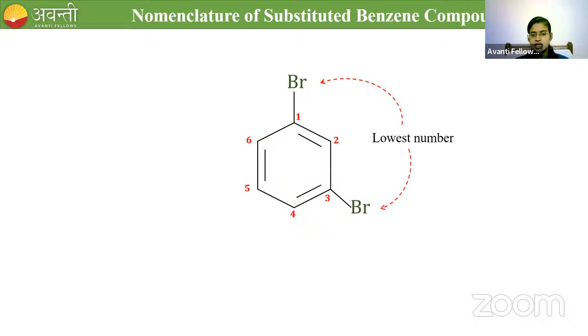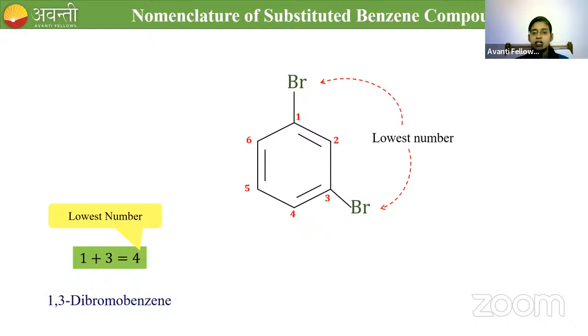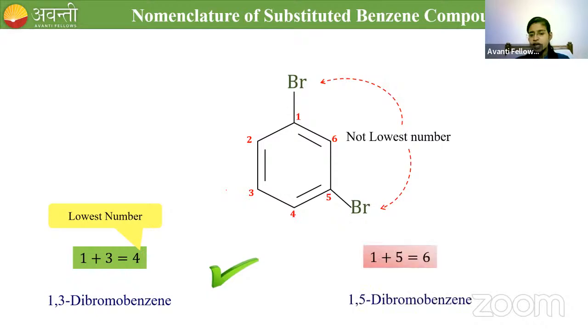So 1 plus 3 is equal to 4, which is the lowest number. And the name of the compound is coming out to be 1, 3 dibromobenzene. So this is the correct IUPAC nomenclature of this compound. If I go in anti-clockwise manner, as I have already told you, 1 plus 5 is 6. So 1, 5 dibromobenzene is the incorrect answer. That is not correct.